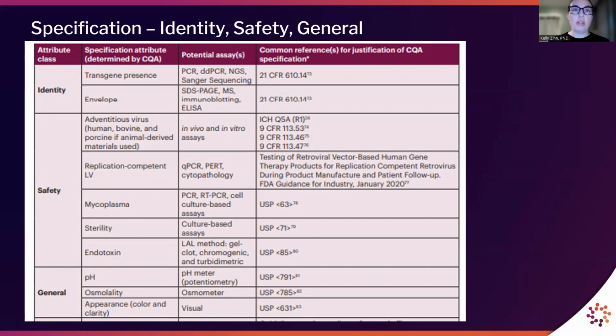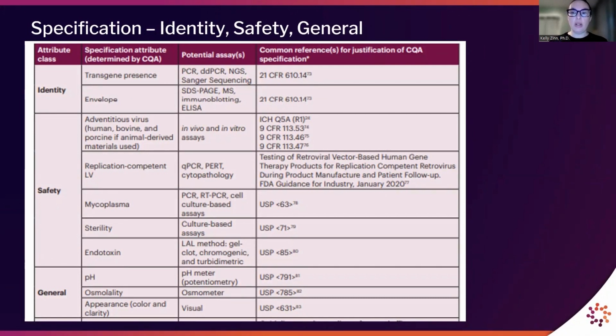Specification attribute categories include identity, safety, general tests, purity, strength, and potency. And these are outlined in ICH Q5B. Identity attributes for lentiviral vector include the presence of the transgene. And the transgene identity attribute should be specific for the vector and be able to distinguish the vector in question from any other product being processed in the same facility. Envelope proteins might also be evaluated to ensure correct change of custody in a multi-product facility.